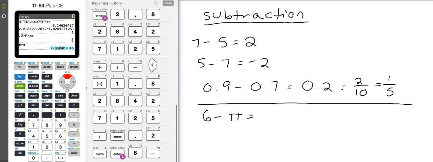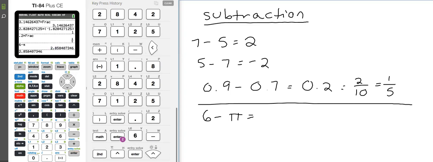2.858407346. Is this rational or irrational? The up arrow to copy it, math, frac, enter. The calculator could not convert to a fraction, and therefore it is irrational. So a rational number minus an irrational number is always going to be irrational.